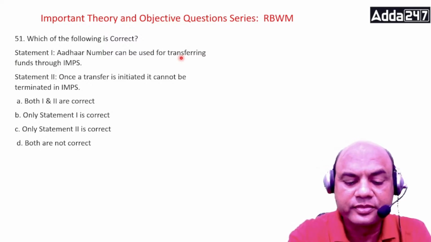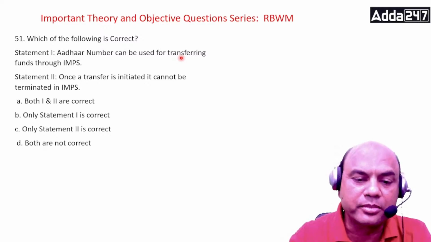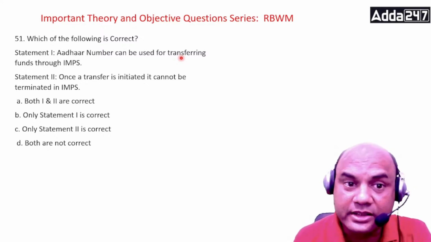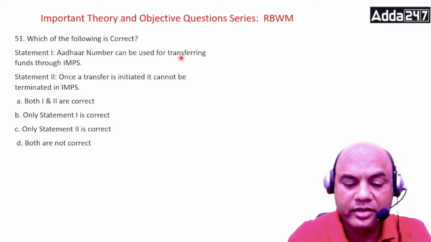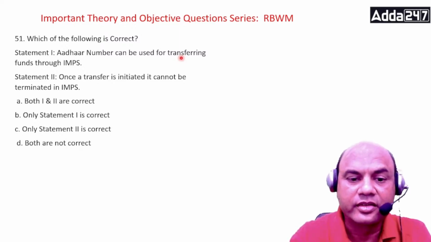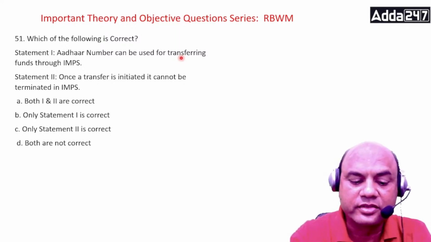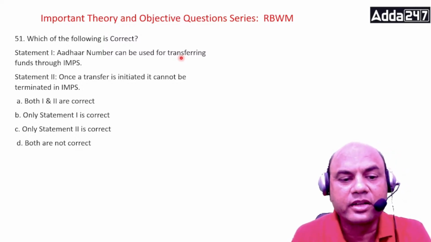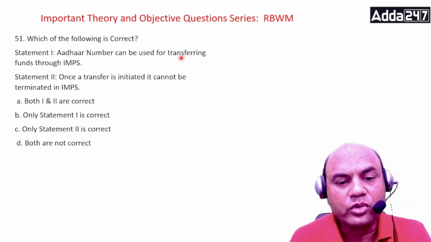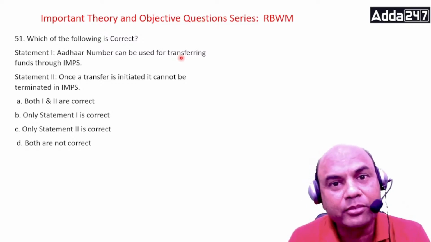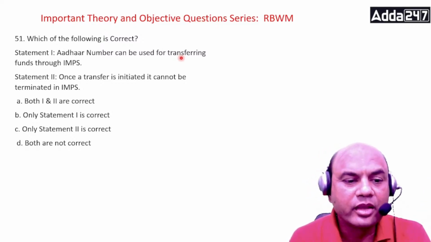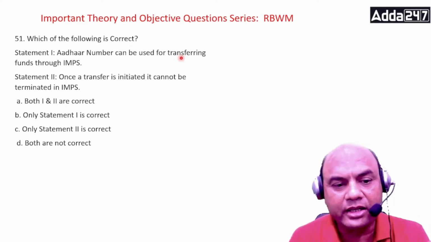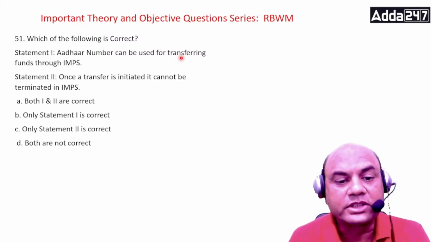What do you think? What do we need? We need Aadhaar number and something more. What do we need? Through IMPS, there can be two things here. One is mobile number plus MMID. Either that, or the second way is that the Aadhaar number can also be used directly.